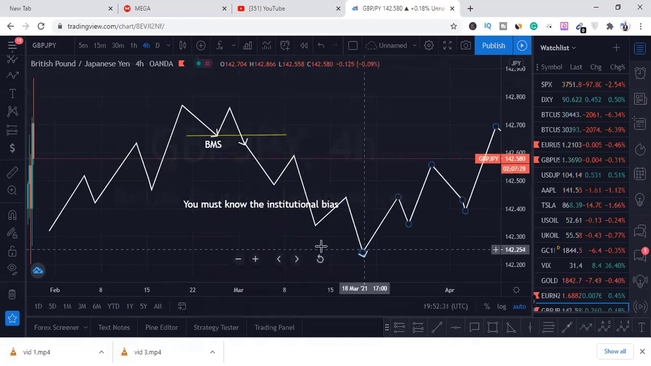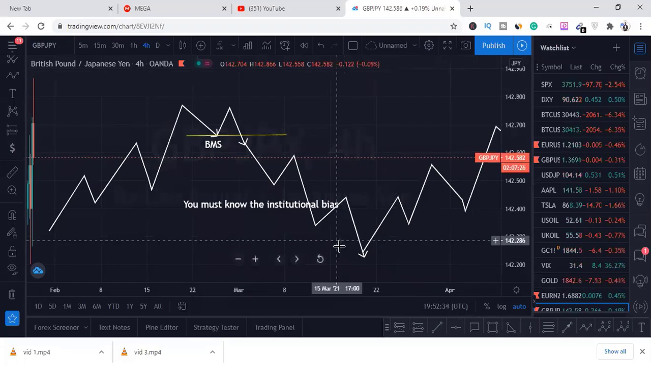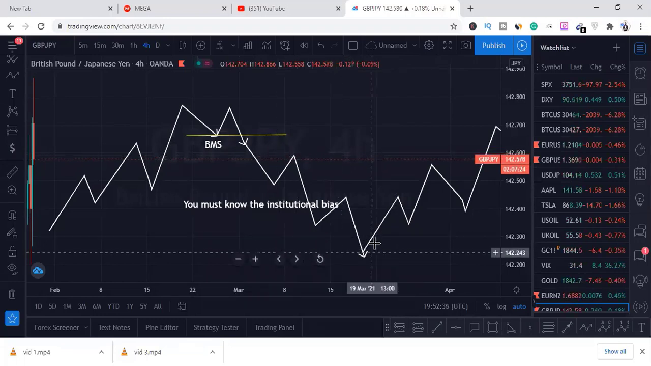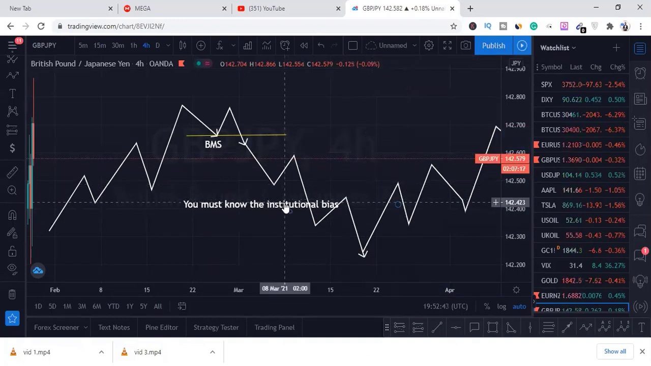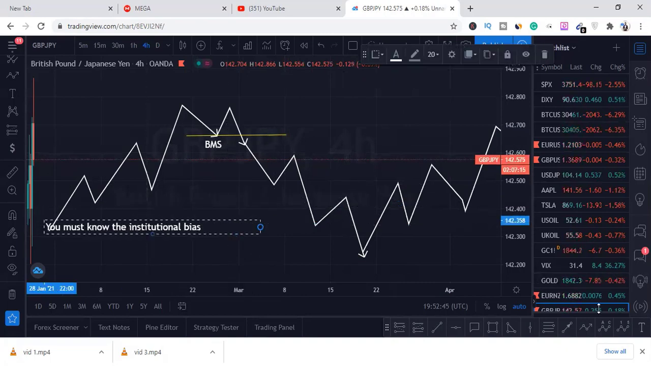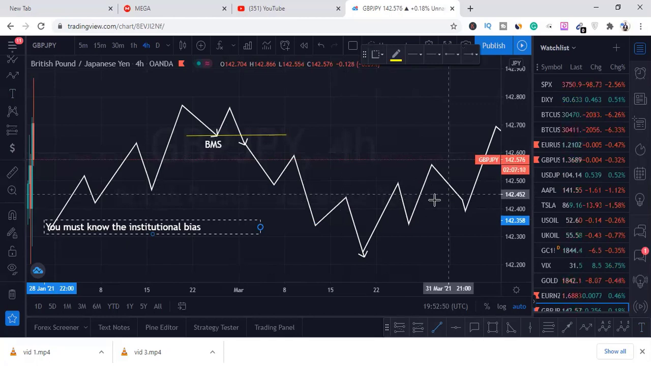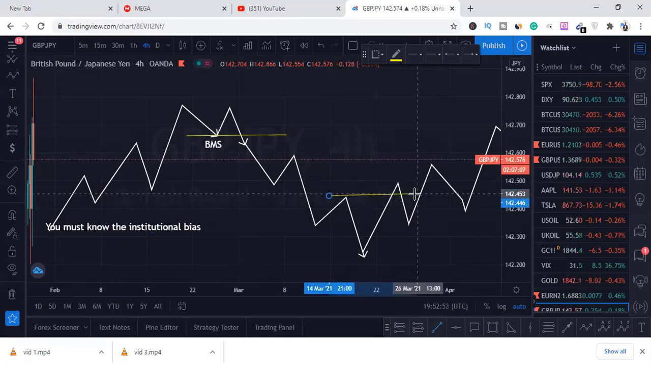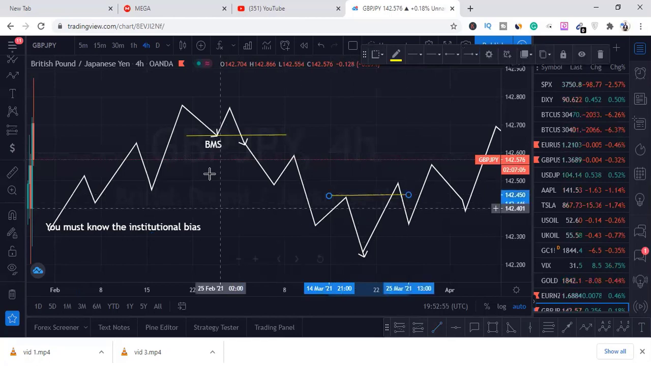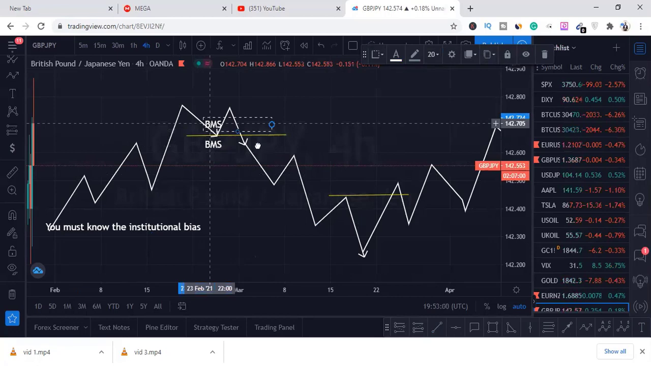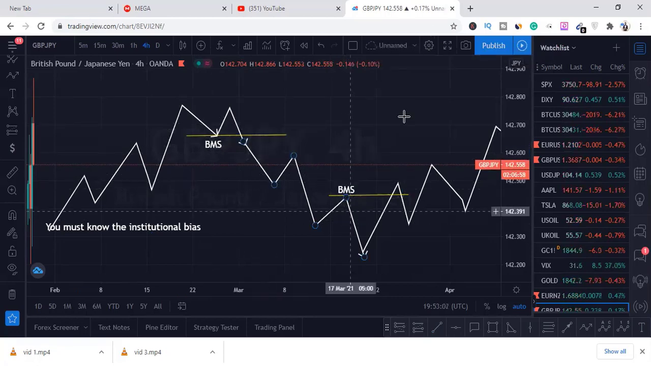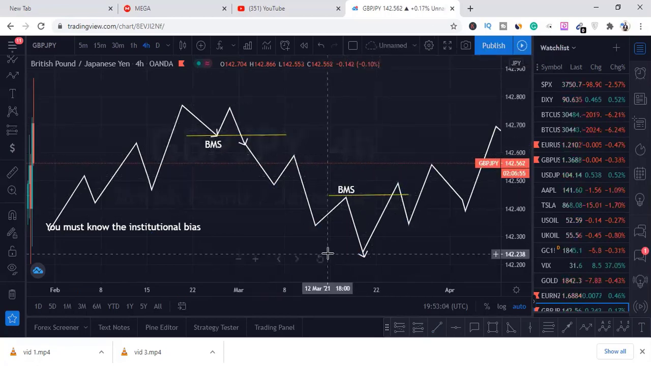Now, there's a low here, right? Now, this high is greater than this one. Then we can easily say that this is a break in market structure. We can say this is a BMS. Can you see that now?